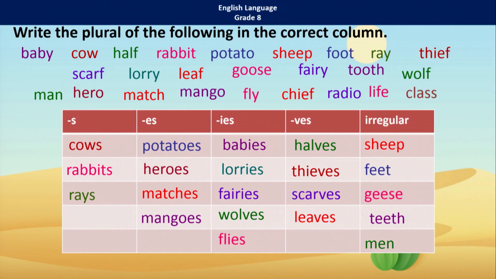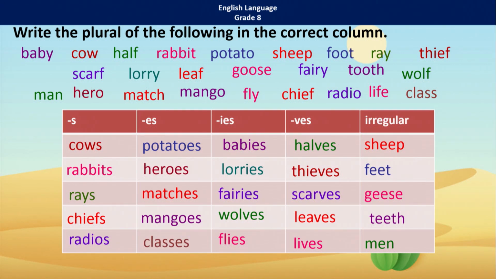Chief, chiefs. Yes, last letter is an F, but the letter which is before F is a vowel, and that doesn't change. Yes. Radio becomes radios, adding an S. Life, lives. Drop FE and add VES. Class again becomes classes. We have to add ES.